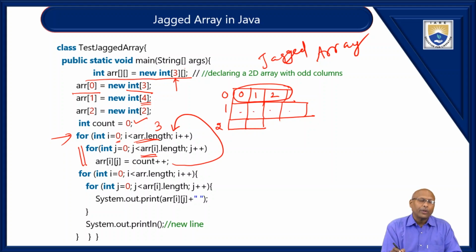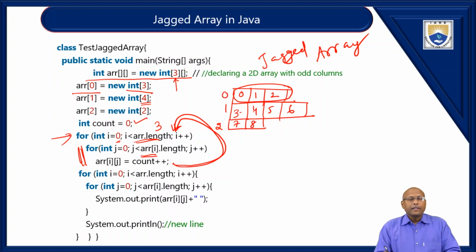1, 2, 3, 4 elements. So as the count is incrementing, the next 3, 4, 5, 6 are stored in the second row. After finishing the second row, again the control goes to I plus plus. Now I becomes second. For the second row, what is the size? 2. So it will repeat 2 times. So it will be 7, 8.